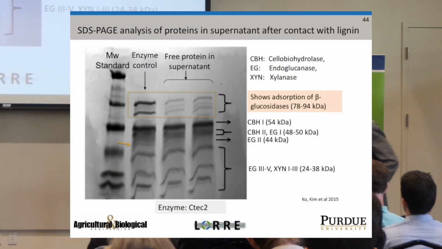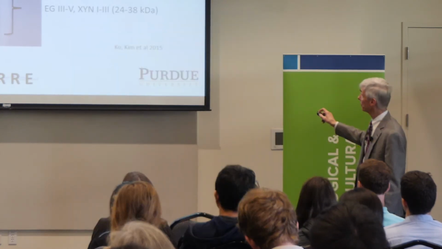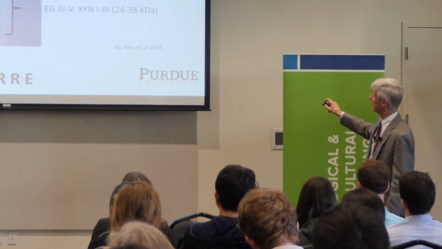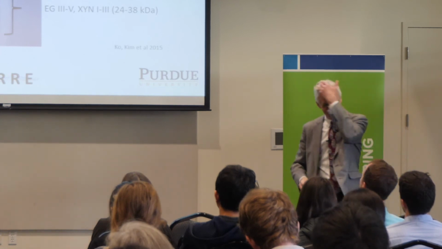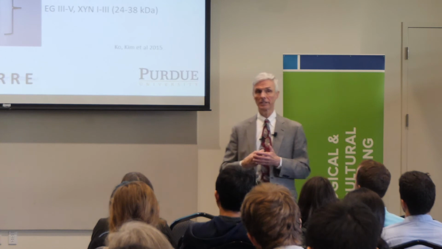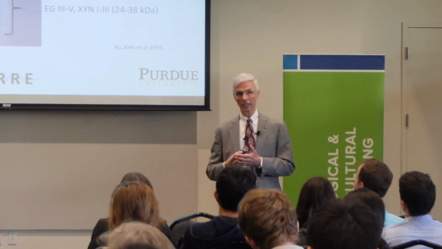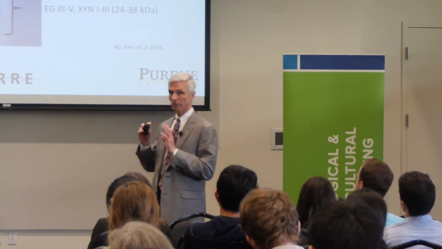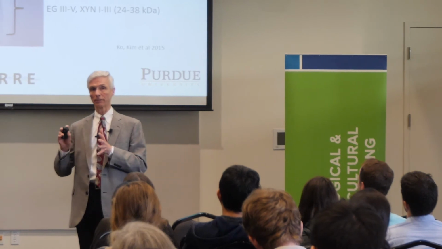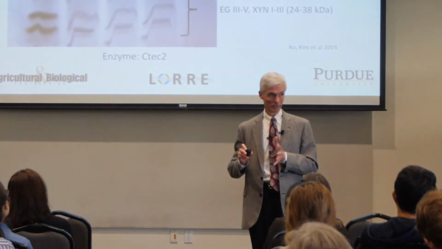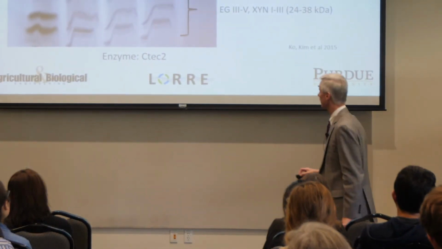And then when we did gels, this is a gel where we separated the proteins on SDS gel, and we measured the different components. What we found is what really disappeared is the beta-glucosidase. So this lignin selectively absorbed the enzyme required for the last step in the sequence that formed glucose. Not a good thing, huh?